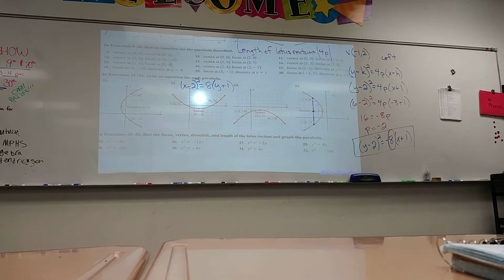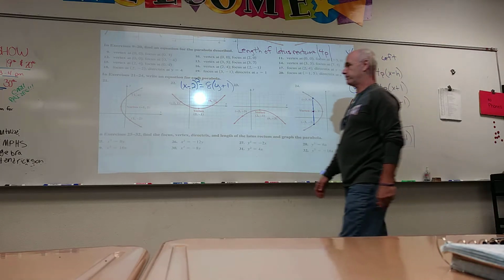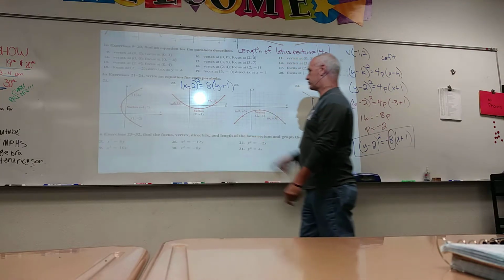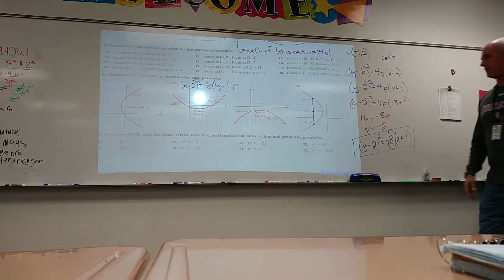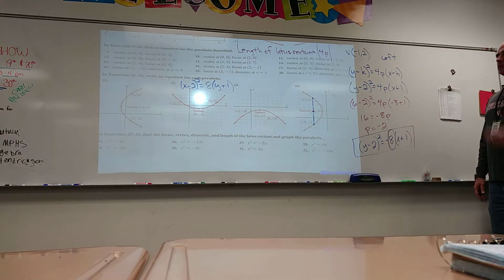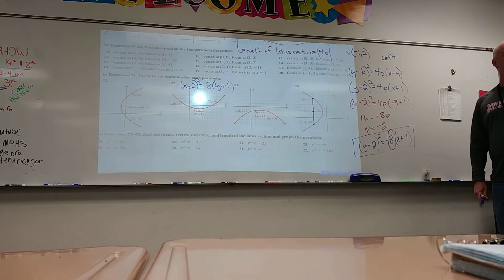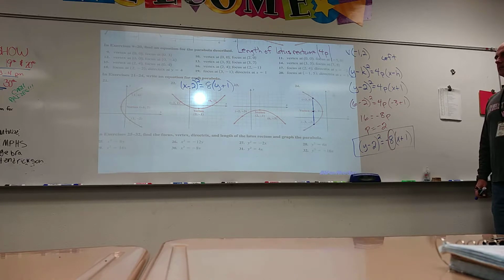All right, let's look down below. Number 26. We want to find the focus, vertex, directrix, and length of the latus rectum and graph the parabola. Okay, so first let's find the focus, vertex, directrix, and length of the latus rectum. In number 26, what's the easiest of those four things to find?